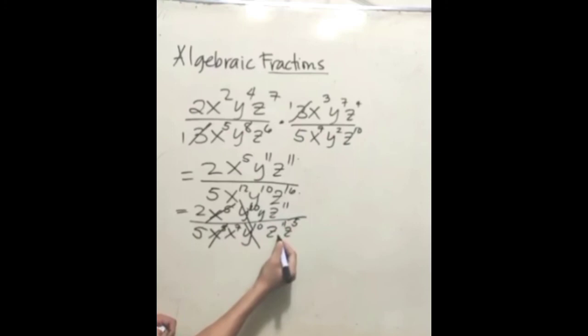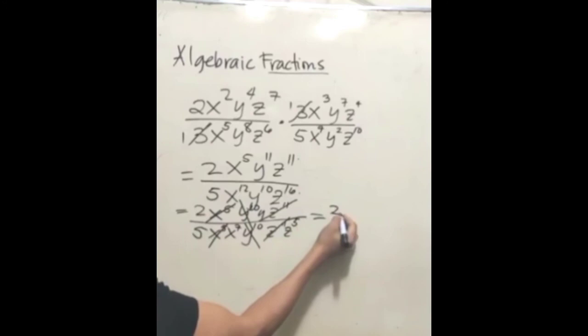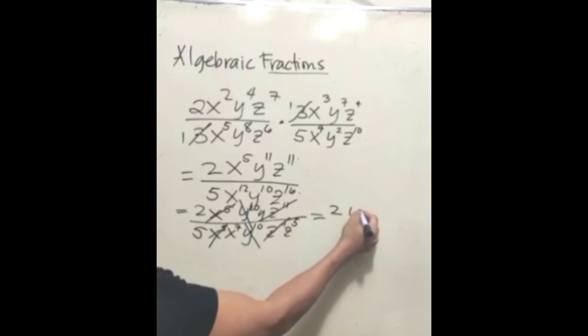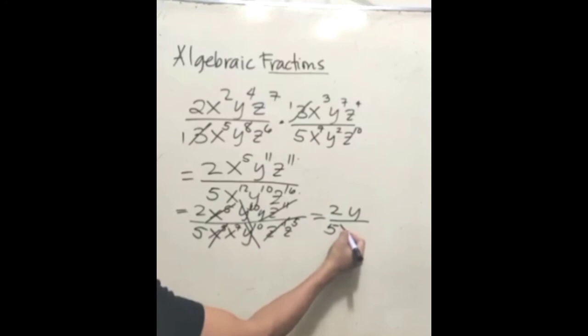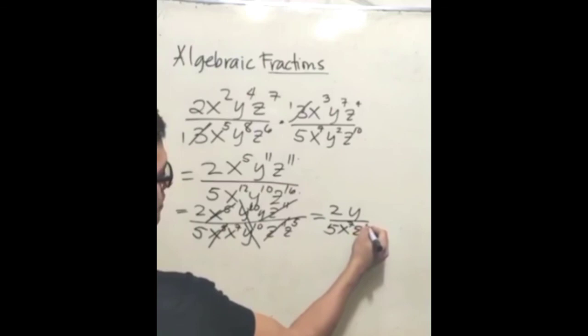Anong matitira? We have 2 natira. Sa x, walang natira sa taas. Mayroong y tayo na isa dito. 2y. And then, anong natira sa baba? 5. Kopyahin na lang lahat ng natira. x7. And then, walang natira sa y, z5. Okay? So, ito yung final answer natin. Nakuha ninyo? Nakuha ba?